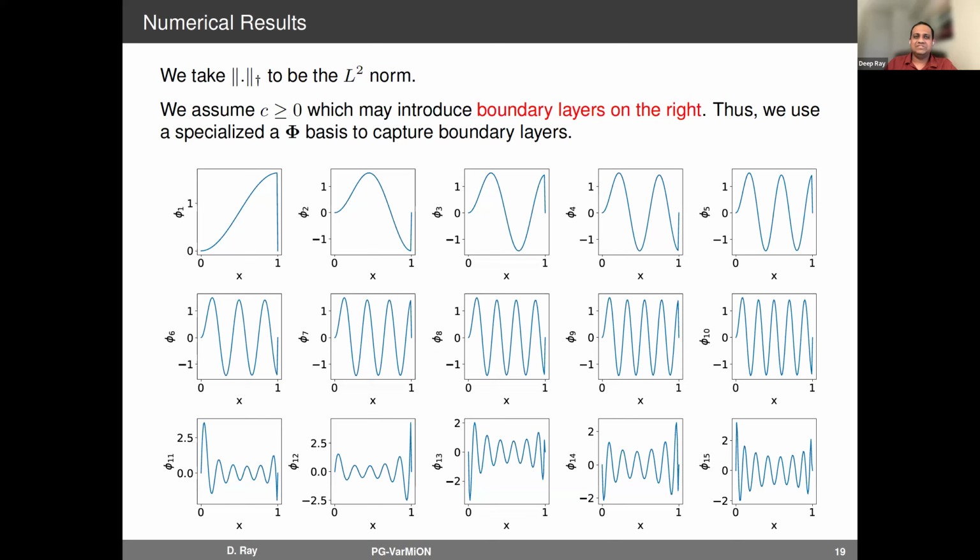So these were almost, to some extent, handcrafted, designed for this particular problem. We do have a more general way of creating basis functions on more complicated problems, but this is the basis that has been given to me, which I'll work with for the PG-VarMiON, okay?